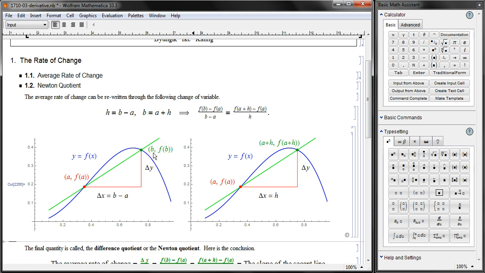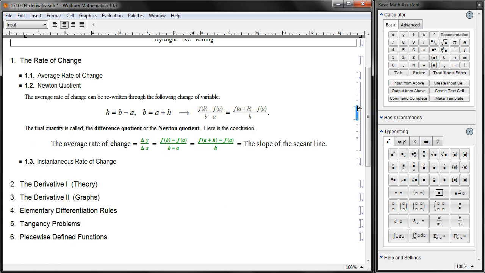This point is labeled as b comma f of b, just like the previous case, but if I take this change of variable, then b is a plus h and f of a plus h. And what do we get? The difference of y-coordinates is this f of a plus h minus f of a. Consequently, we get this numerator. And what's the difference of x-coordinates? A plus h minus a, that's h. So this expression and that expression may look different, but graphically they are the same. And of course, in terms of average rate of change, they mean the same thing.